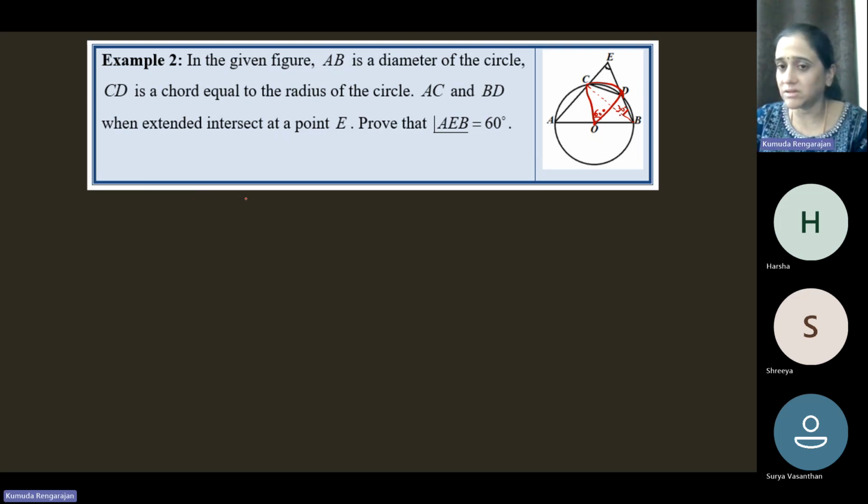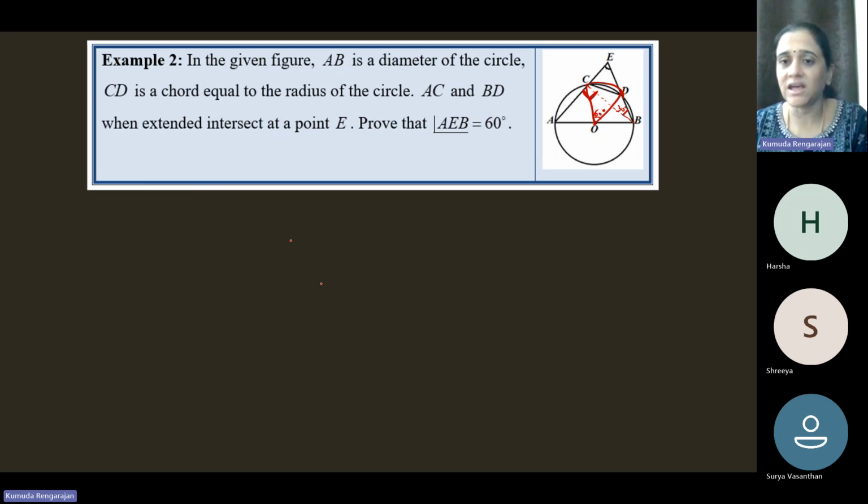Now, the angle in a semicircle is a right angle. AB is a diameter, so ACB is 90 degrees. How do we identify the angle in a semicircle? AB is a diameter, C is a point on the circumference, join A to C and B to C. The angle formed is angle ACB, and that's 90, because the angle in a semicircle is a right angle.